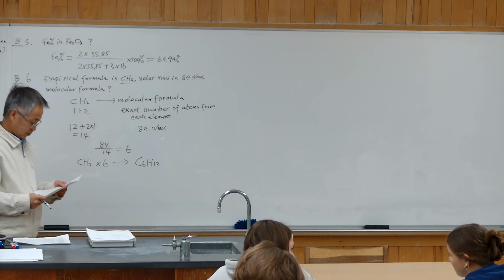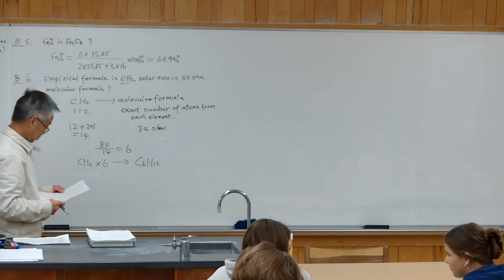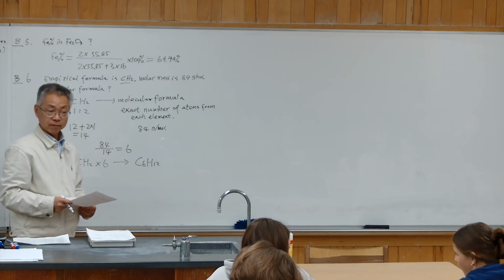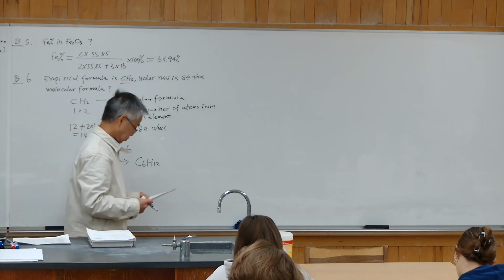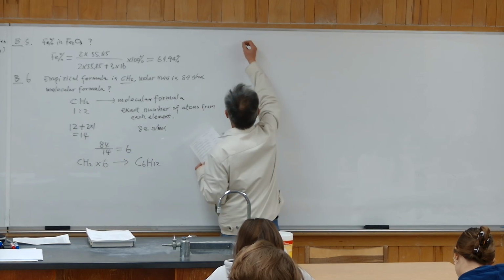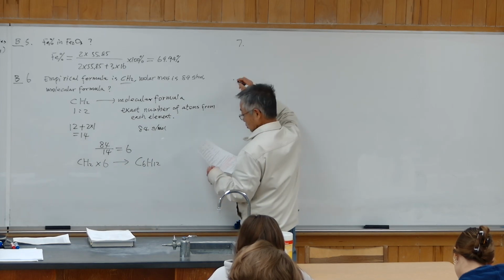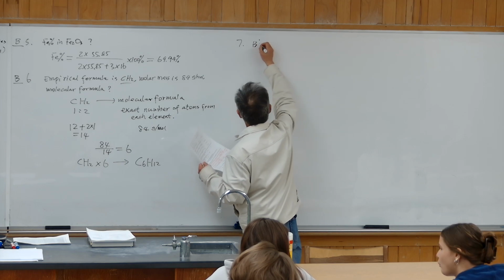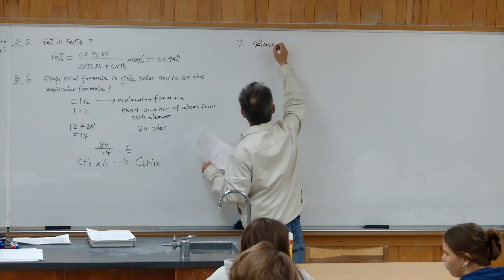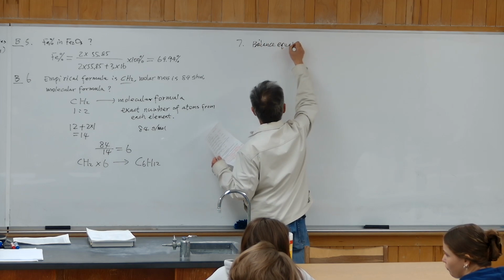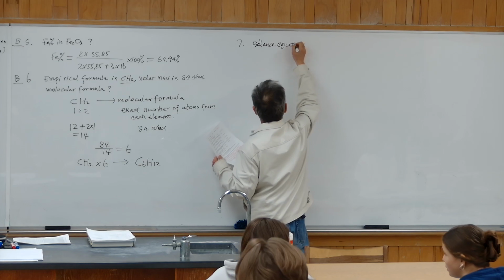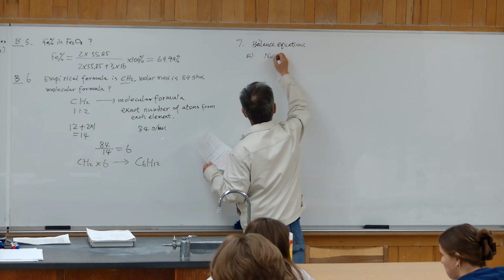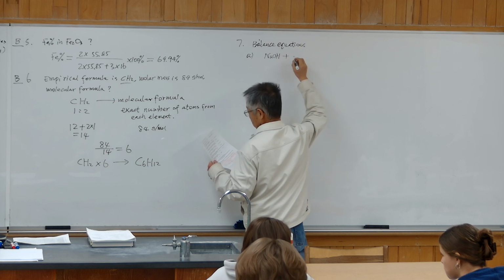Okay. Are you okay with this? Okay. Number 7, balance equation. These two are relatively easier.